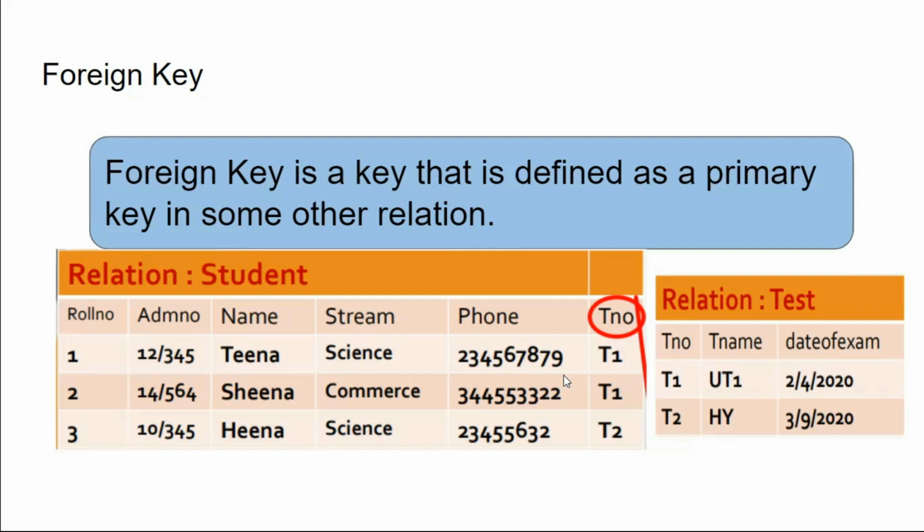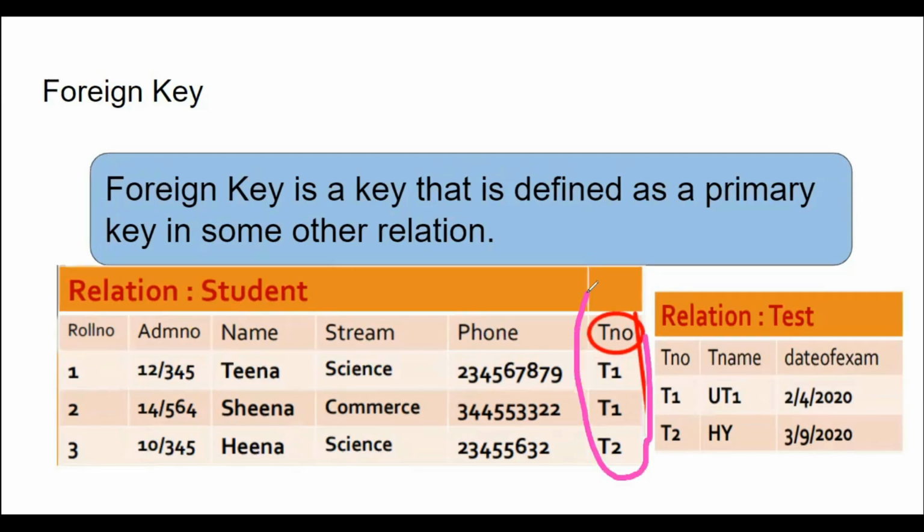Now, I cannot have all the data in one table. That is the reason I have separated it into two different tables. At different situations, I may take data from the student table or the test table. So I need a common column between both the tables, and that common column will be your key. If you see here, I have a T number over here and T number over here, and I have roll number over here.